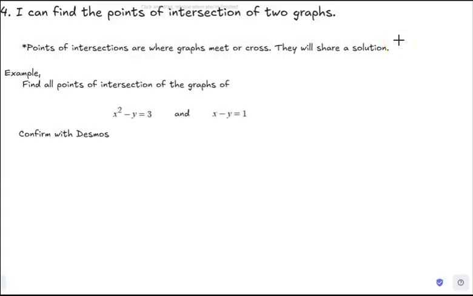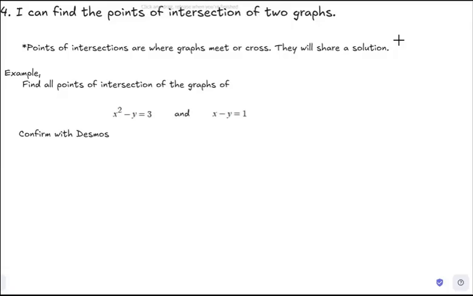So the last thing we want to look at is finding the points of intersection of two graphs. This is basically like solving a system of equations, and graphically this is where the graphs meet or cross. So they're going to share that point, so they share a solution.